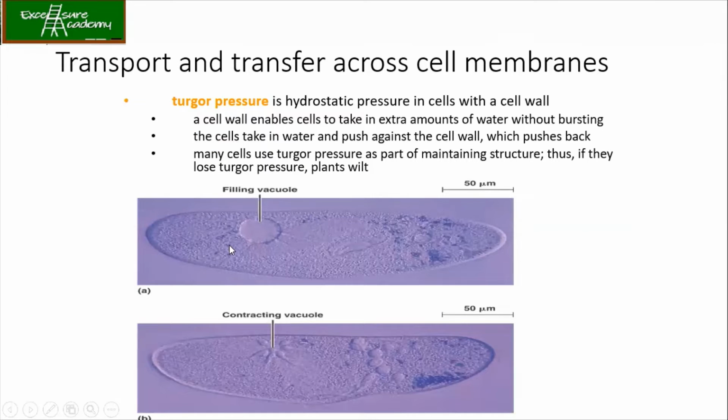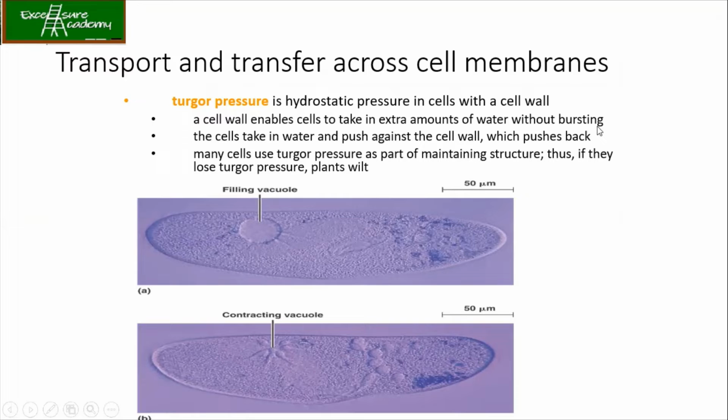Now let's talk about the turgor pressure also. So the turgor pressure is the hydrostatic pressure in the cell wall. Now this turgor pressure comes with respect to your plant cell only, because the animal cell does not have a cell wall. So in the plant cell, the cell wall is present and then the cell membrane is there. So we need this turgor pressure in order to maintain the shape of the plant cell. Okay. Now the cell wall enables cells to take an extra amount of water without bursting. Okay, so that is the advantage of having a cell wall.